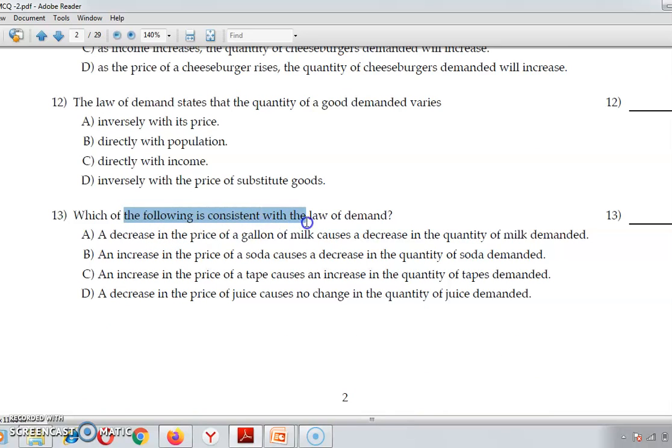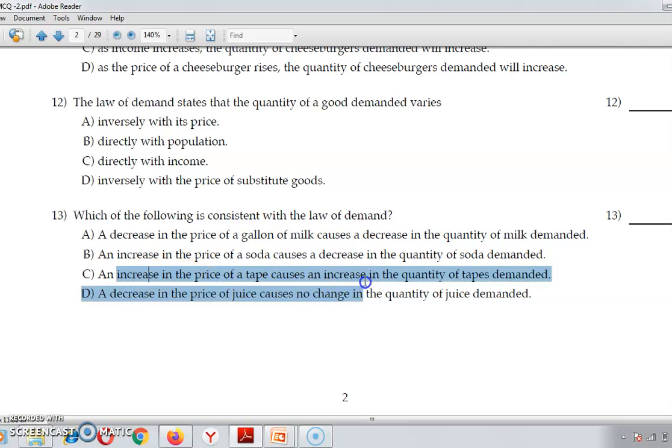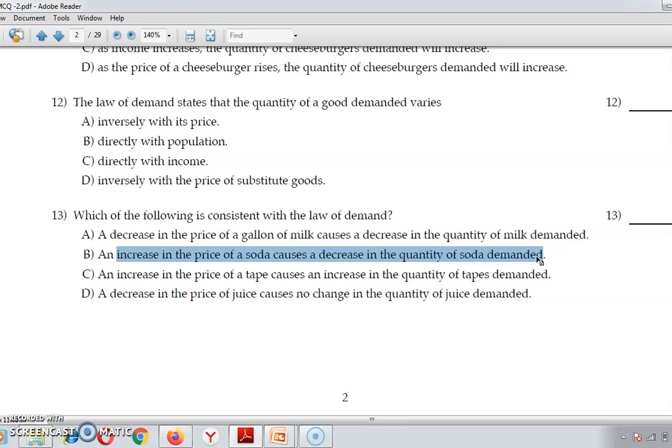13 नम्बर, which of the following is consistent with the law of demand? law of demand सँग चाहिँ के चाहिँ मिल्दो जुल्दो छ. 13 को a decrease in the price of a gallon of milk causes a decrease in the quantity of milk demanded. An increase in the price of a soda causes a decrease in the quantity of soda demanded. An increase in the price of a tape causes an increase in the quantity of tapes demanded. A decrease in the price of juice causes no change in the quantity of juice demanded. हैन यसमध्ये हाम्रो ल अफ डिमान्ड भनेकै यो मूल्य बढ्छ अनि क्वान्टिटी के हुन्छ घट्छ. बी नम्बर.